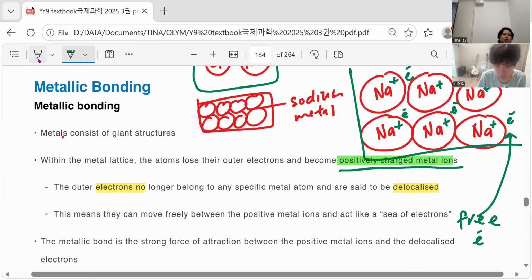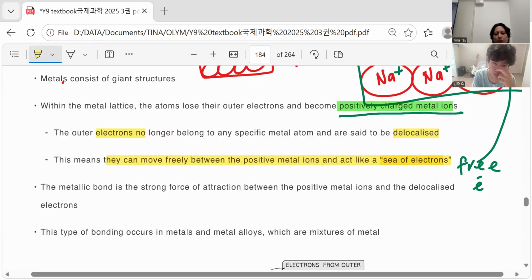So because all the electrons are free, they are called a sea of electrons. They can move freely between the positive metal ions and act like a sea of electrons. So because you have free moving electrons, do you think you can conduct electricity? Yes. It can conduct electricity because the electrons are freely moving.